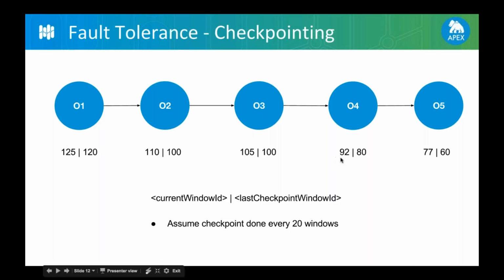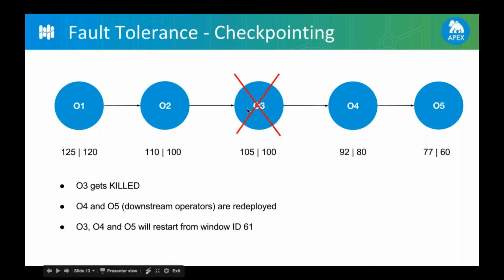O4 is, let's assume, at window ID 92, and hence its checkpointed state would be at 80, and O5 is at window ID 77, and hence its checkpointed state would be at window ID 60. So now let's assume that this operator O3 gets killed, right? So at this point, the operator O3 gets killed. So how does Apex handle this?